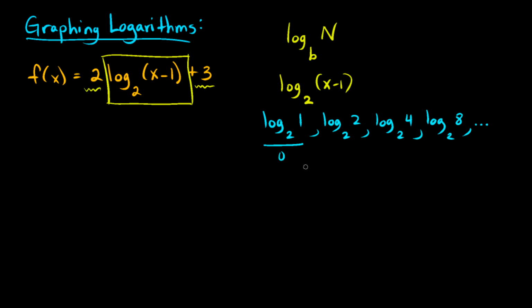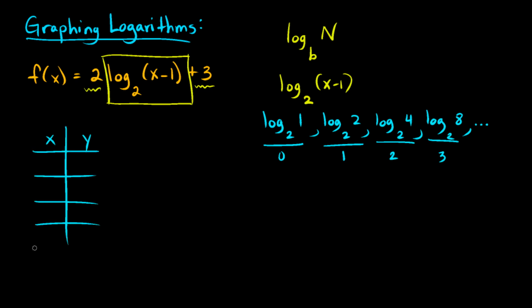That equals 0. Log base 2 of 2, 2 to what power is 2? That equals 1. 2 to what power is 4? That equals 2. 2 to what power is 8? That equals 3. I know what these are. So if I can recreate that somehow over here, it would make an XY table much easier to churn out. So, how do I do that?